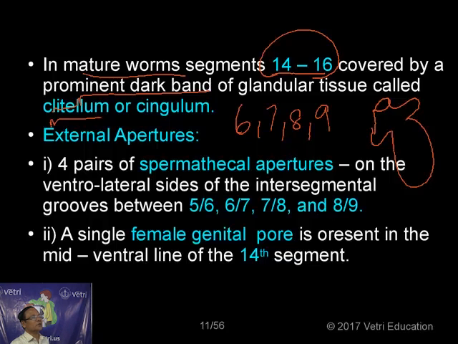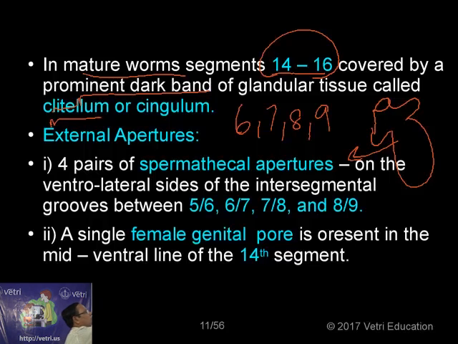There is no direct copulation just for transferring the sperm to the reproductive organs. The animal receives the sperm from another earthworm and stores the sperm before fertilization in a sac-like structure, namely the spermatheca. So this is a spermatheca. That spermatheca stores the sperm and opens outside in the intersegmental grooves between 5 and 6, 6 and 7, 7 and 8, 8 and 9.